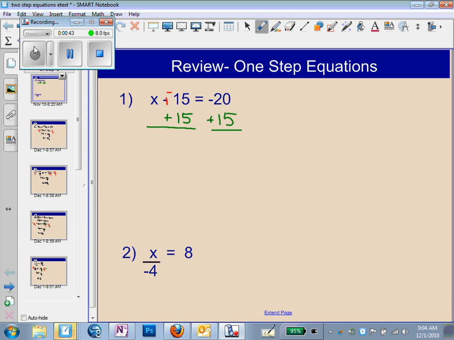So when I simplify, I'm going to get x plus 0 equals negative 5. And that was our goal. Our goal is to end up with x plus 0, so that x would end up by itself, since x plus 0 equals x. And we know that x equals negative 5. And of course, we could check this very quickly in our head by substituting negative 5 in the place of x. And negative 5 minus 15 does indeed equal negative 20. So we know we have the correct answer.